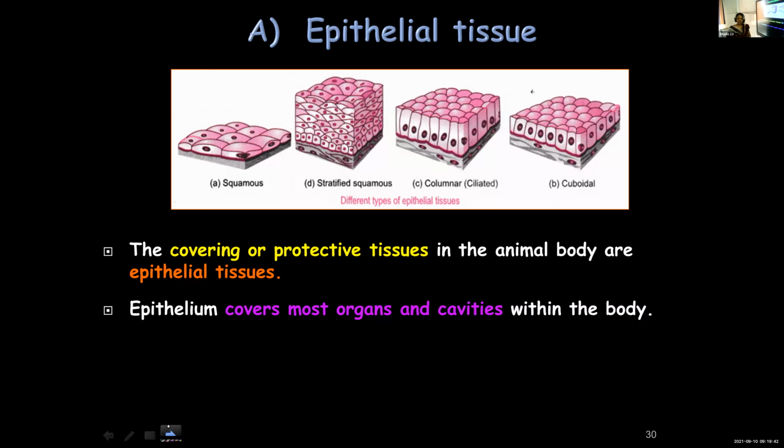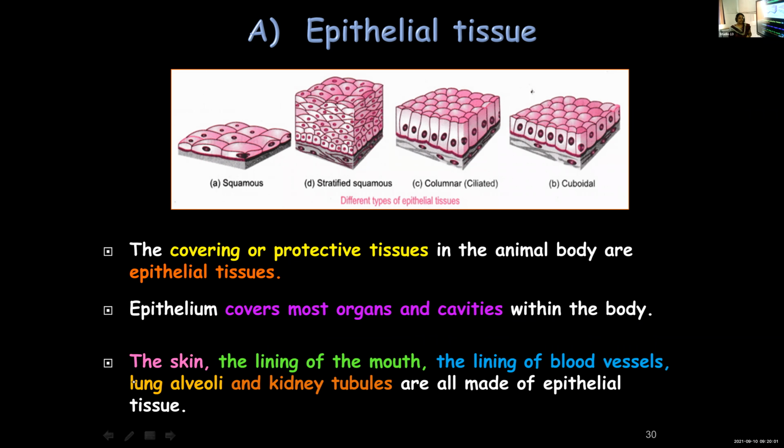And epithelial tissue is found covering the entire body also, the external surface or the outer surface of the body, like skin. Skin is a type of epithelial tissue. You can see them covering the body of the organisms and covering the internal organs and cavities. The skin, the lining of the mouth, the lining of blood vessels, lung alveoli, kidney tubules, all these are made up of epithelial tissues.